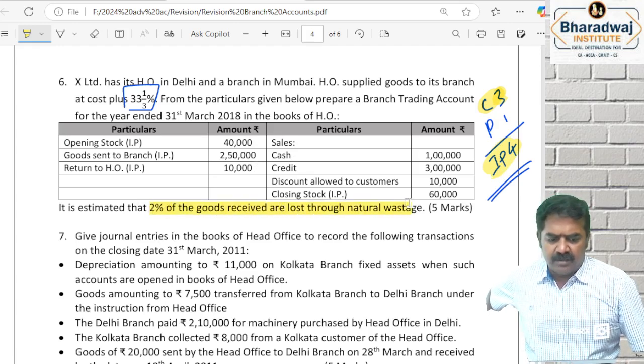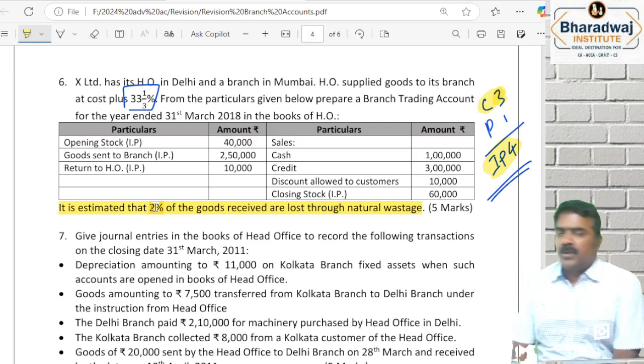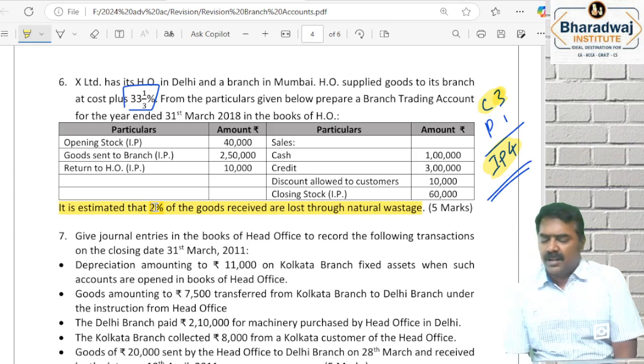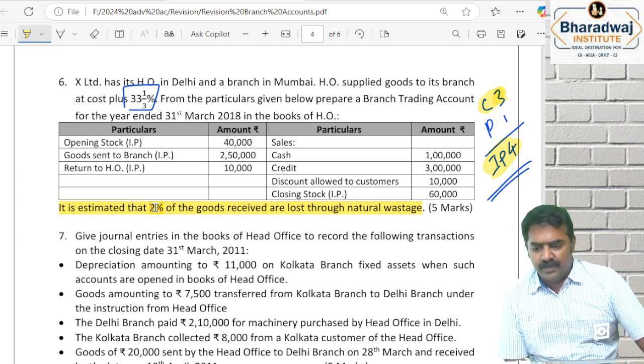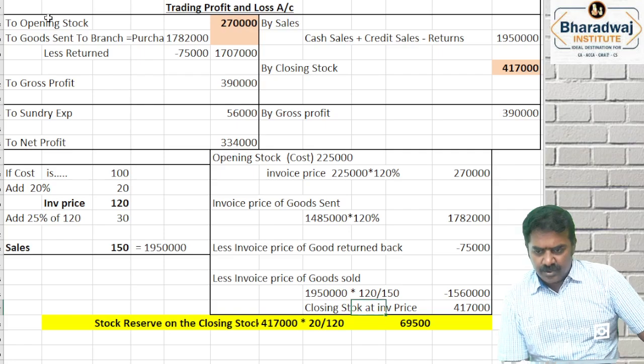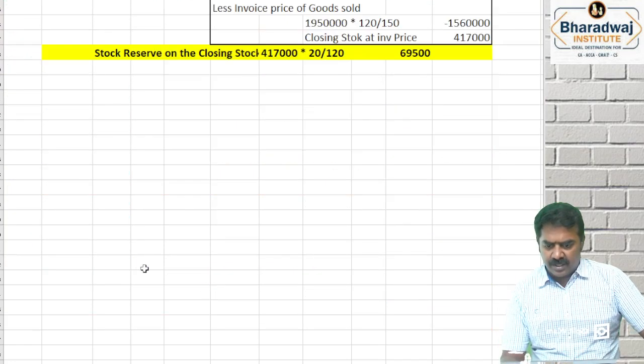There is a normal wastage given. Whether normal wastage will be recorded in trading account? No. Only abnormal loss will be recorded in trading account. Normal loss will not be recorded at all. Only quantity will be adjusted. Start. Trading P&L account or trading account we can start.